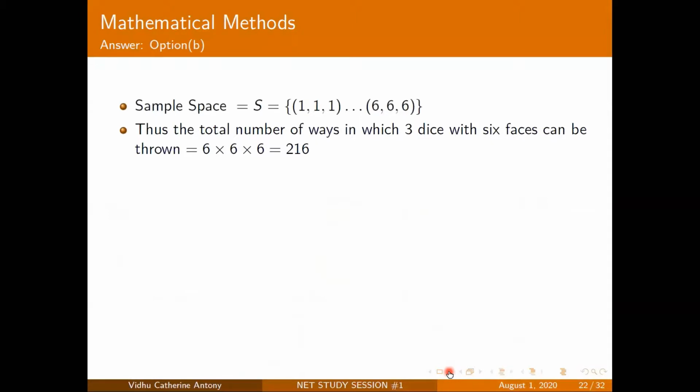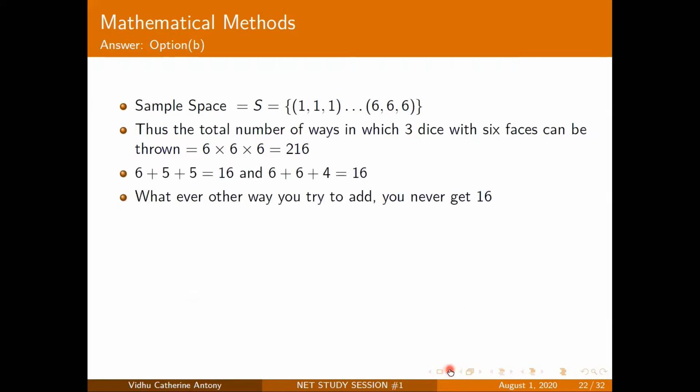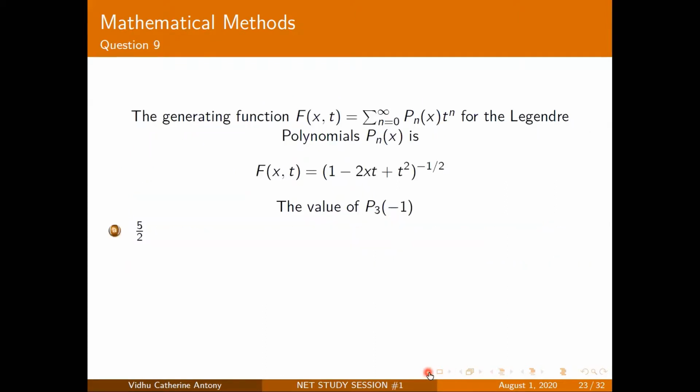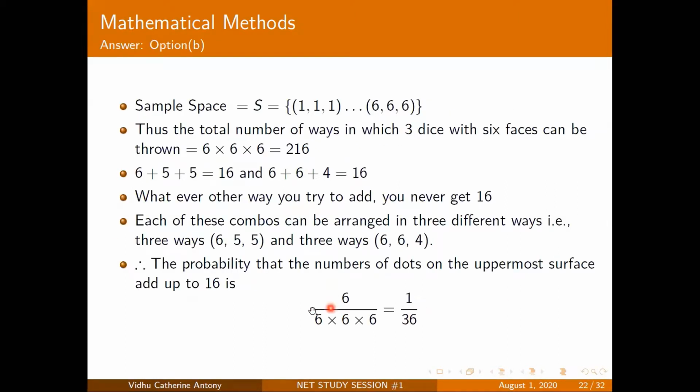So this is the sample space. These are the total number of ways in which your 3 dice can be arranged, and then you have 216. So this is what you have. Whichever way you try to add, you never get 16. So these 3 combinations can be arranged in 3 ways themselves, and this is the final answer that you have. So you have 6 divided by 6 into 6 into 6. That's 1 divided by 36.